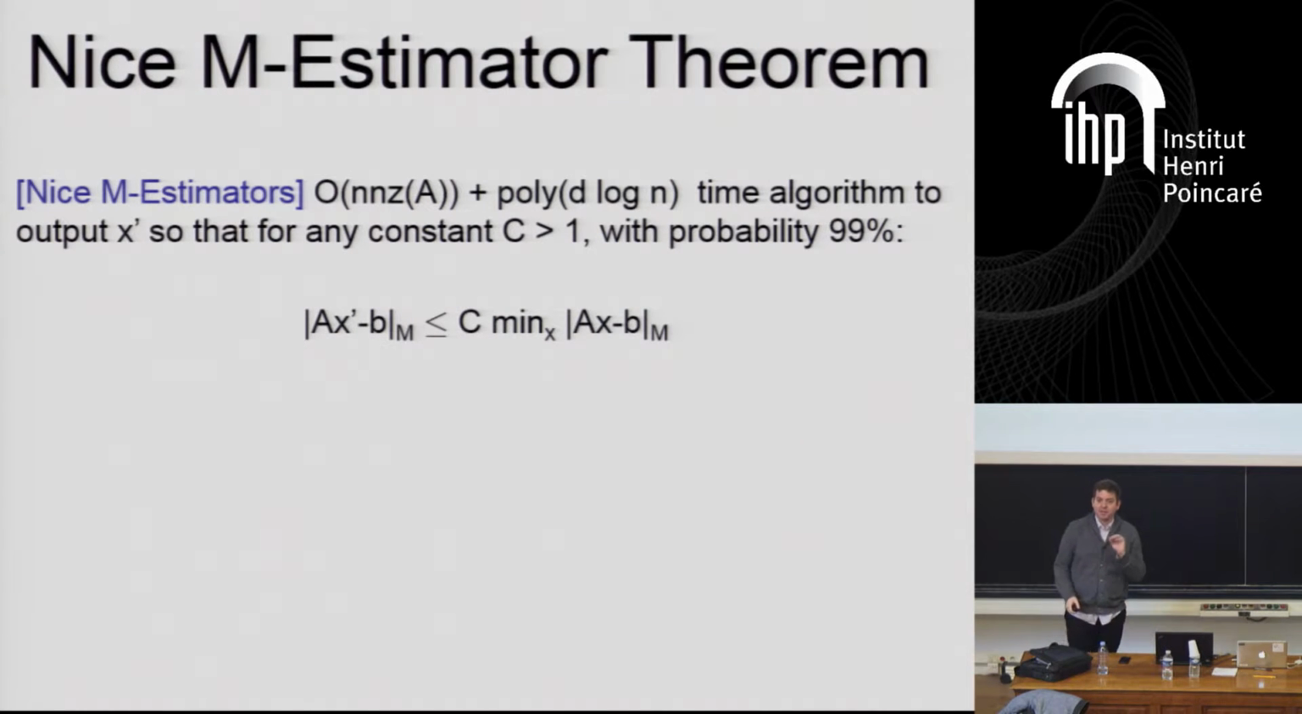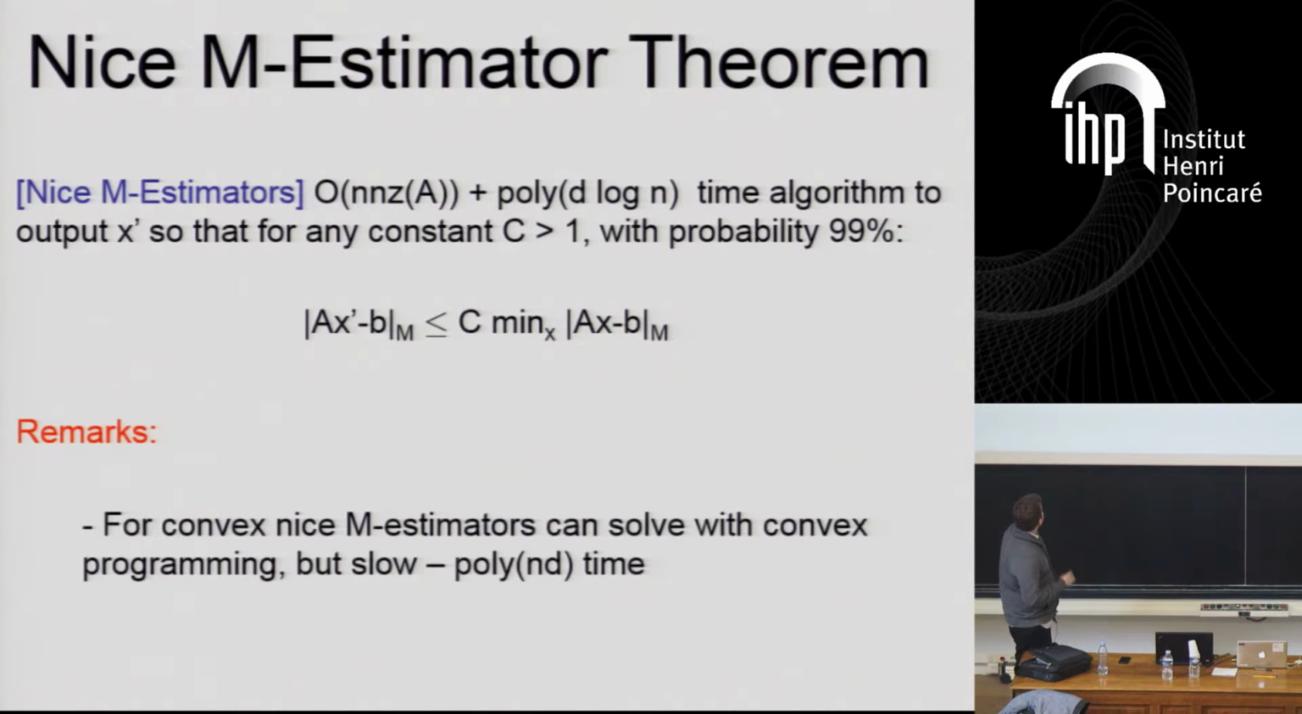I wrote it like this instead of writing it as 1 plus epsilon, because the dependence on epsilon is pretty bad. For the full class of nice M-estimators, the dependence on epsilon is actually exponential. But you can get an interesting subclass where you get polynomial dependence. But let me just ignore that issue here.